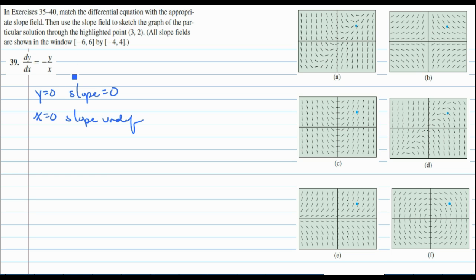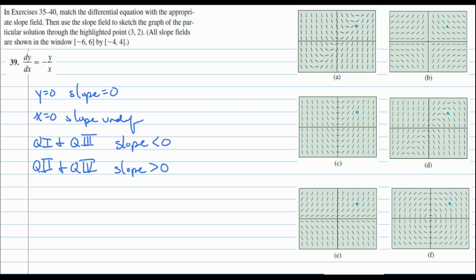When x and y have the same sign, so quadrants 1 and 3, normally it would be positive, but we have that negative sign, so the slope is going to be less than 0. Which means in quadrants 2 and 4, where x and y have opposite signs, usually the slope would be negative, but because we have that negative sign in front, the slopes are now greater than 0. So which one of those do we have?